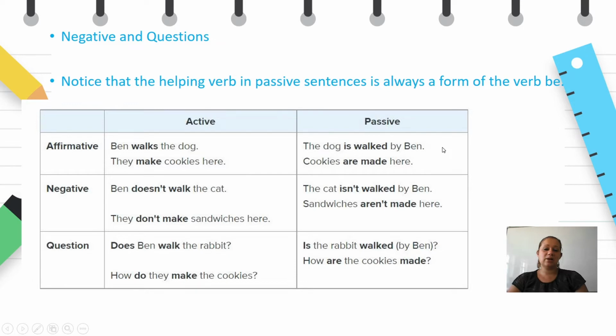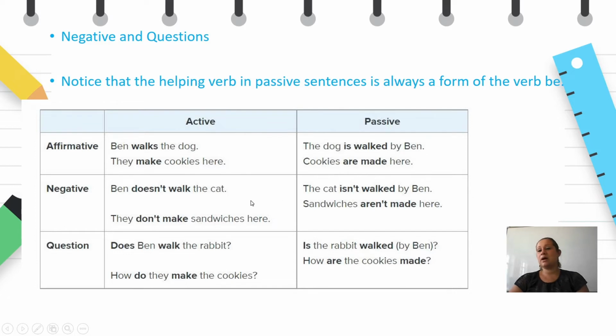When we talk about negative and questions, we can look at some examples in this table here. Again, affirmative passive sentence. The first is active, Ben walks the dog. Then the passive sentence would be, the dog is walked by Ben. They make cookies here. Then the passive sentence would be, cookies are made here.